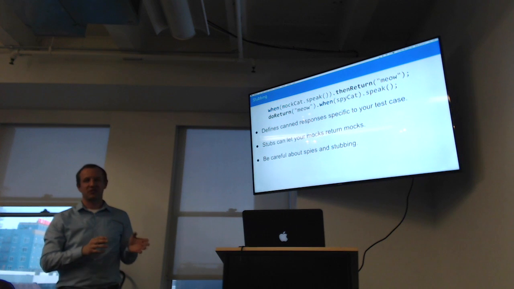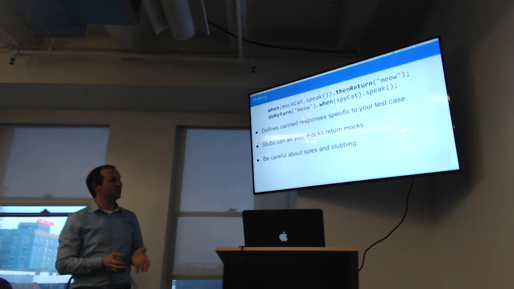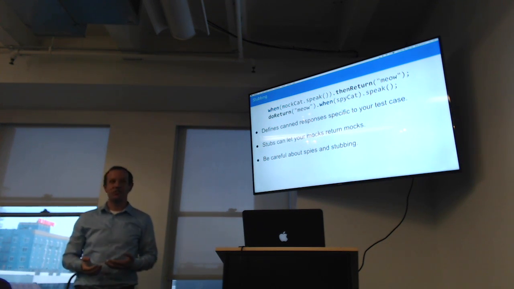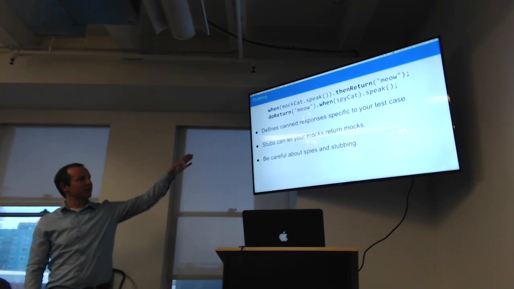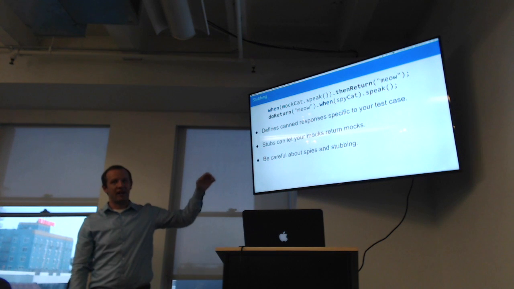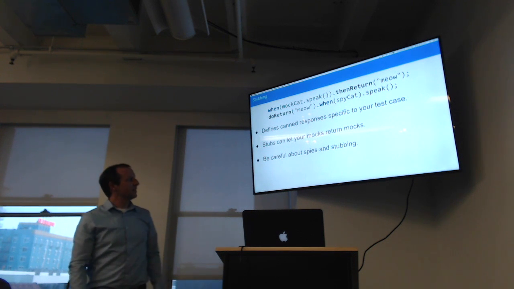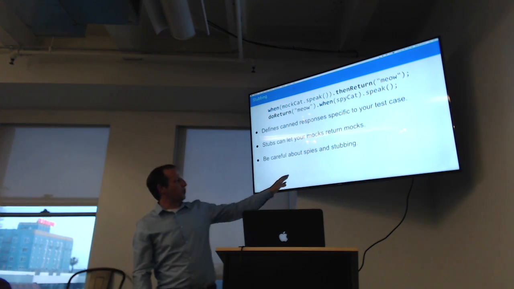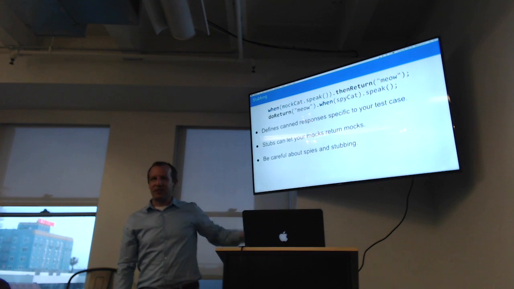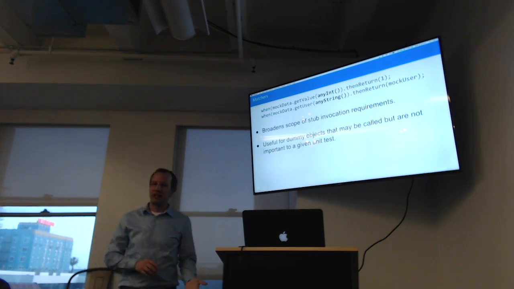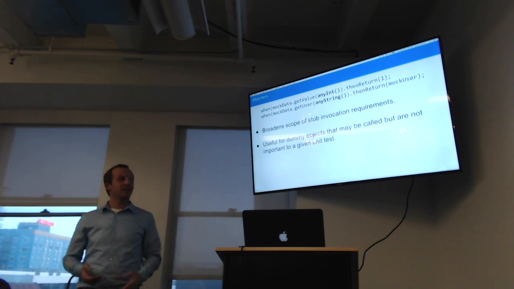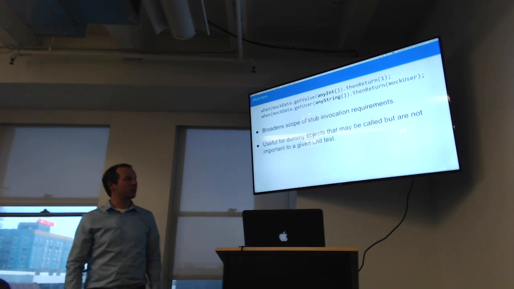But maybe if there's some other behavior you want executed and you want a canned response and not executing the real code, you would use the doReturn option to stub that out. And I just want to point out that you should be careful about spies and stubbing. Like I was saying, because it calls through to the real code, you can actually be executing code that maybe you're not interested in and getting unexpected responses.